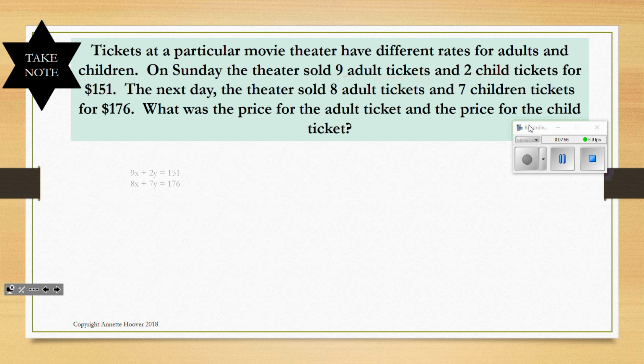Let's see what I did on my PowerPoint. I did x and y, but you could very well have used A and C. If I were to do it again, I would use A and C. But again, the variable doesn't matter as long as you know what each variable represents.